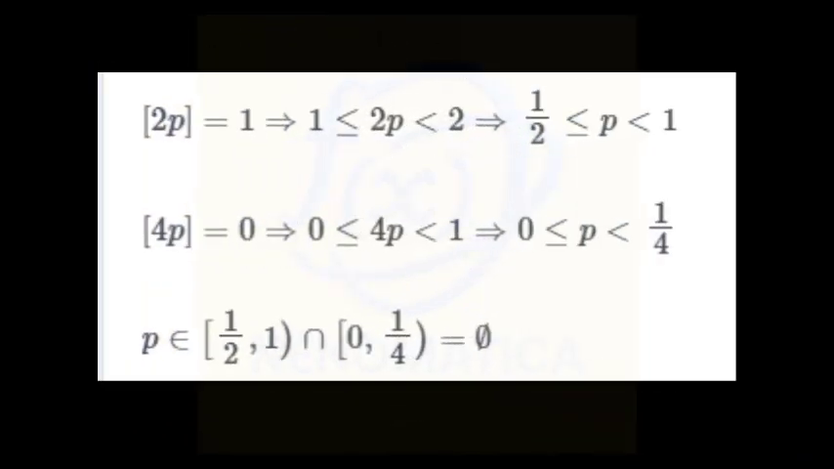Case B. If floor of 2p equals 1, then p is between 1/2 and 1. And if floor of 4p equals 0, then p is between 0 and 1/4. These two intervals do not overlap, so the intersection is empty.